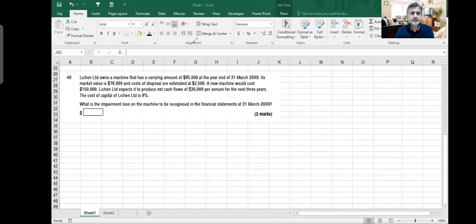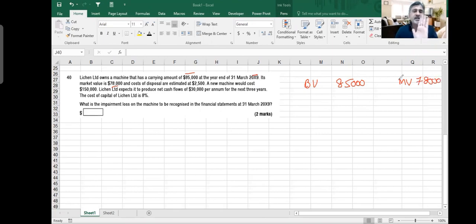It says that Lition Limited owns a machine that has a carrying amount of 85,000, which means balance sheet value, book value. At the year end of 31st March 2009, its market value is 78. So that's interesting. Your carrying value, or you can call it book value, that is 85,000, whereas it has a market value which is 78,000.